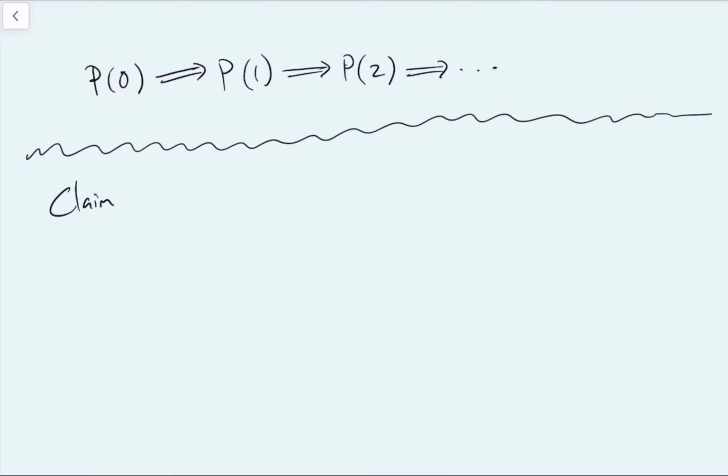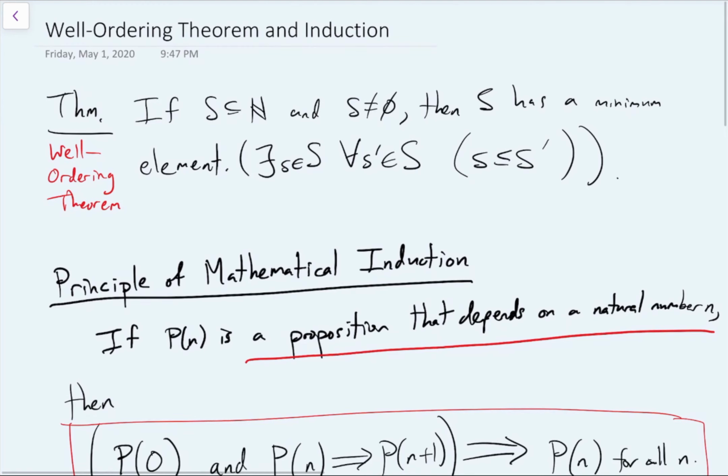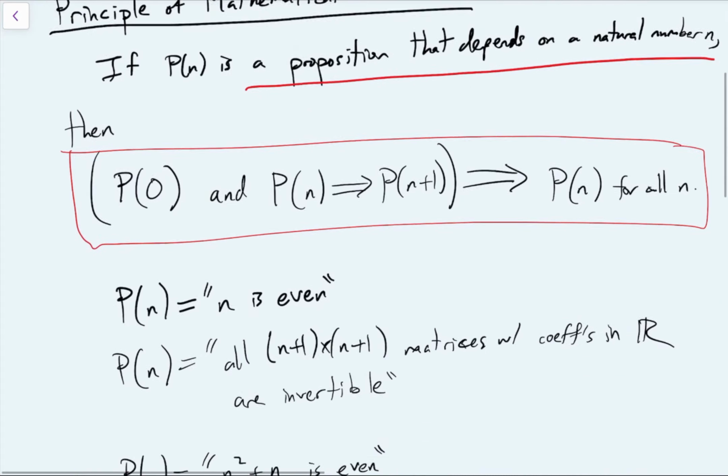Here's my claim for this video. The well-ordering theorem is equivalent to the principle of mathematical induction. What I mean by this is, if I knew ahead of time that the well-ordering theorem is true, then I could easily produce a proof of the principle of mathematical induction. And the second thing I want to say is that if I knew ahead of time that the principle of mathematical induction was true, then I can produce a proof of the well-ordering theorem. So that's my claim for today. And so I'm going to go prove those things now.